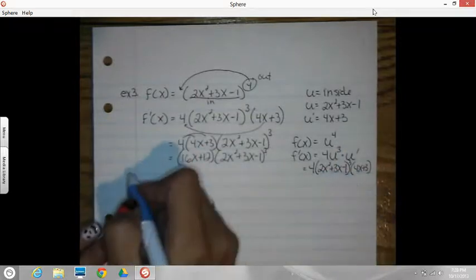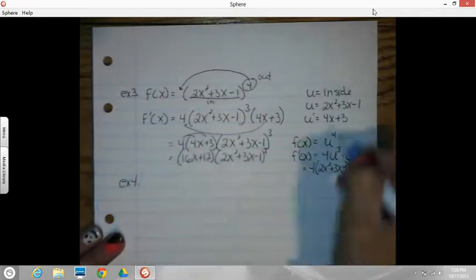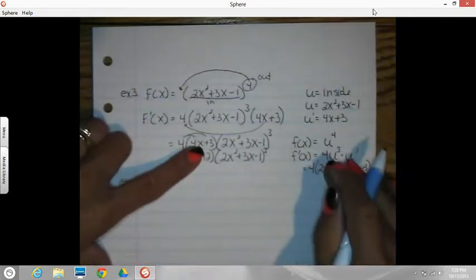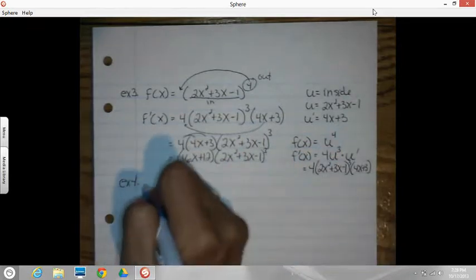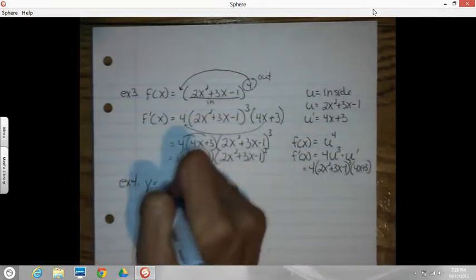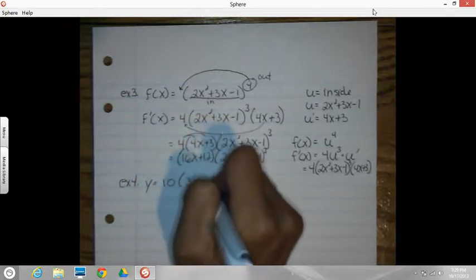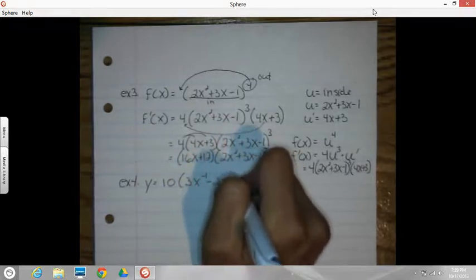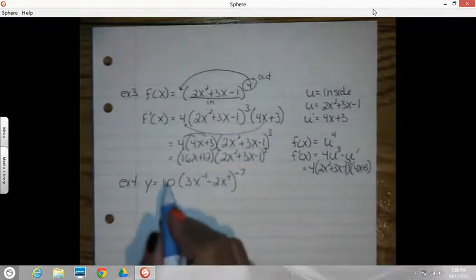Okay, example 4. You do not have to be writing both of these examples down. If you get this one, just skip this one. If you need both, then do both. So y equals 10 times the quantity 3x to the negative 1 minus 2x to the fourth, all that raised to the negative 7th power. These constant multipliers in the front, don't worry about them. There's no x there, we're just going to carry it along.